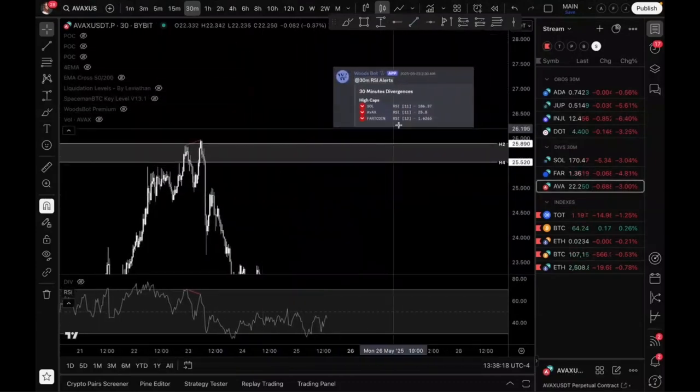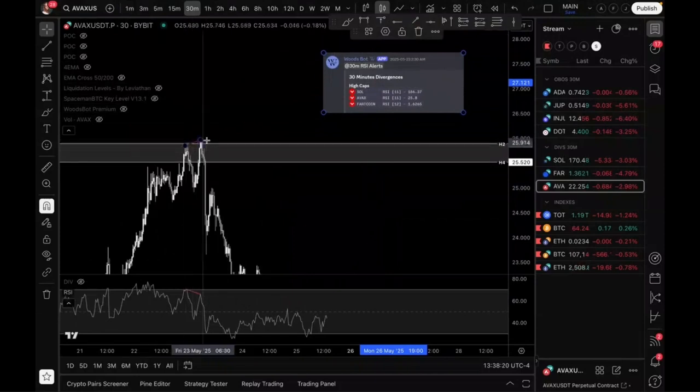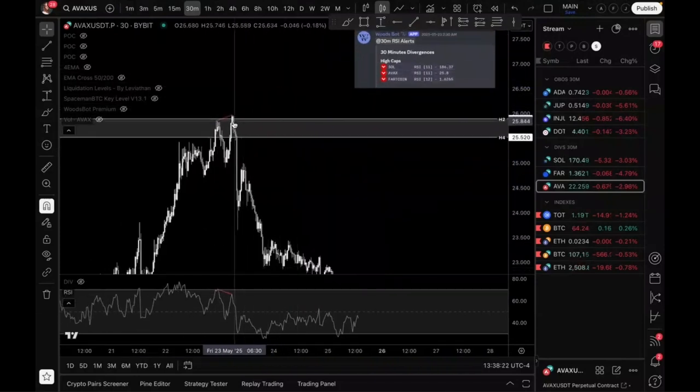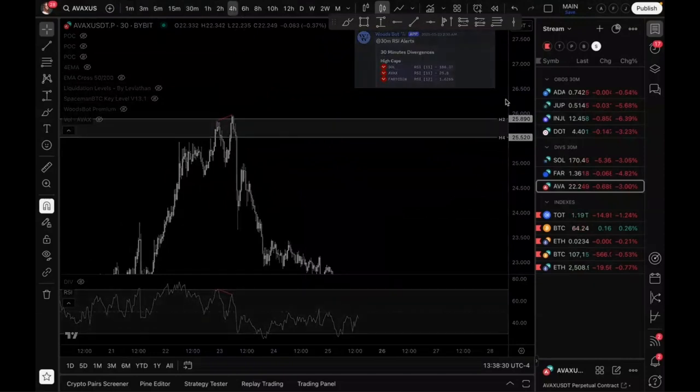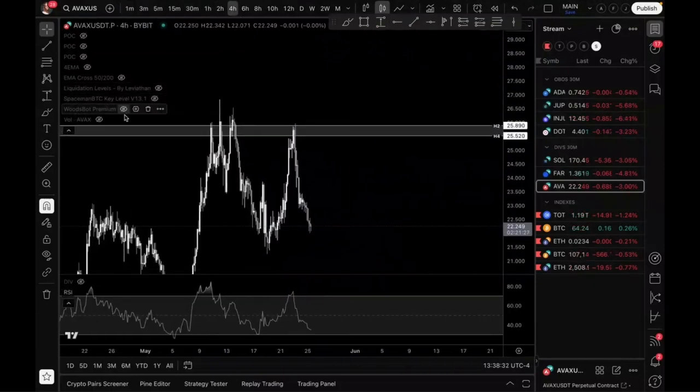AVAX, exact same thing. You're alerted that this was confirmed. You have like 2.5 hours to decide if you want to position or not into this. Take a look at the levels.